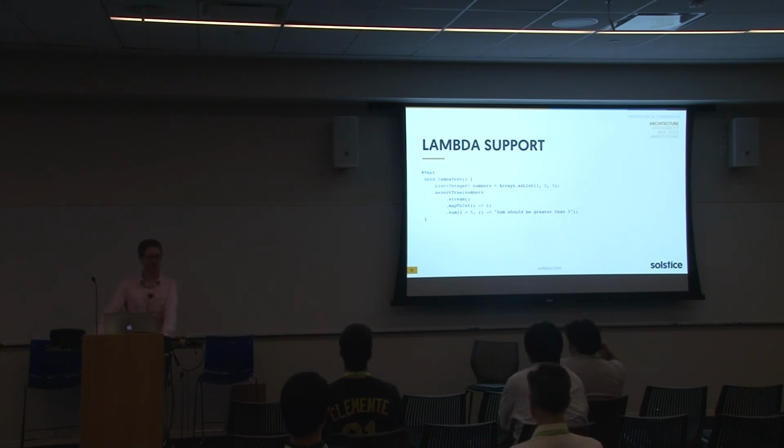JUnit 5 is built on Java 8, meaning you get Lambda support. You're going to see a little bit more on what some of this looks like later in the demo, but you can see here they're using it for showing a message as a Lambda function, but there are also new assertions that take full advantage of Lambda functions.